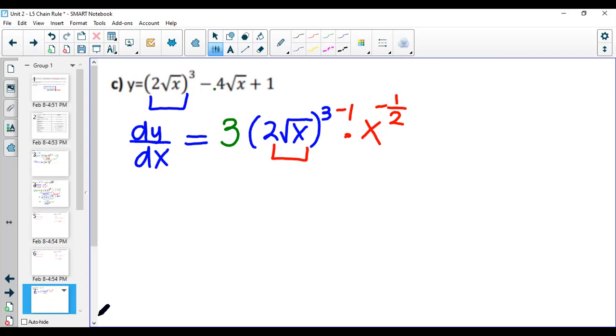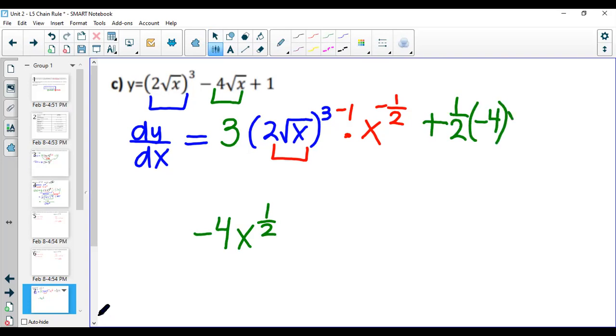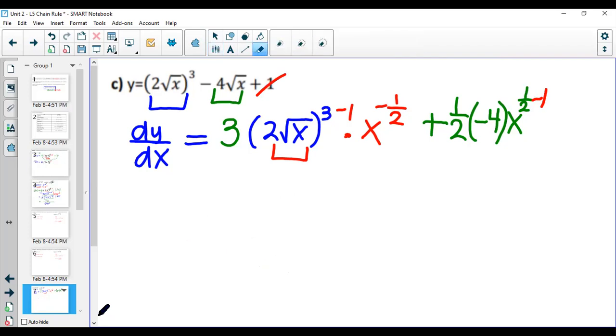Okay, now we're moving on to -4 root x. Now remember, that's the same as -4 x to the power of 1/2. So when I take the derivative of that, I'm going to bring down the positive 1/2 multiplied by -4. And then I have x to the power of 1/2 minus 1. Okay, now what do I do with the positive 1? The derivative of any constant number is 0, so I can immediately ignore that.